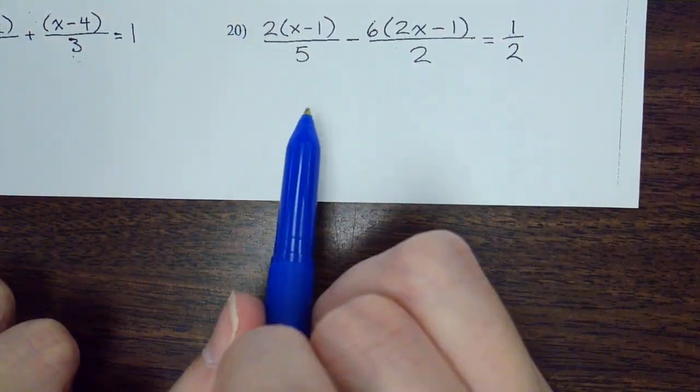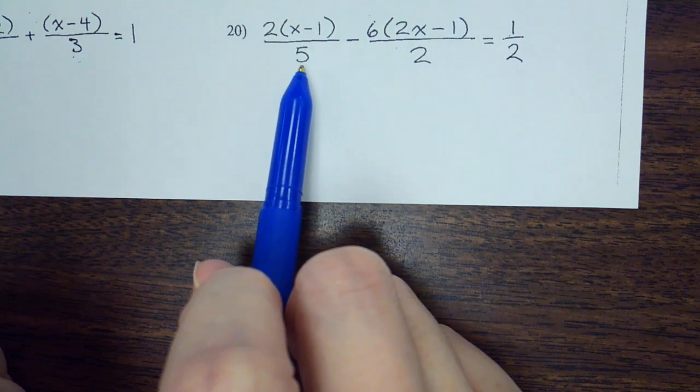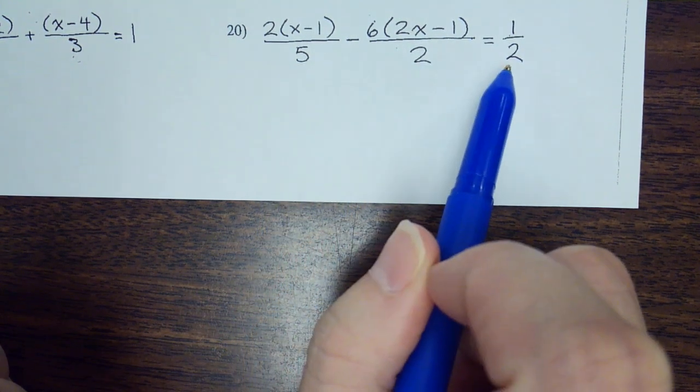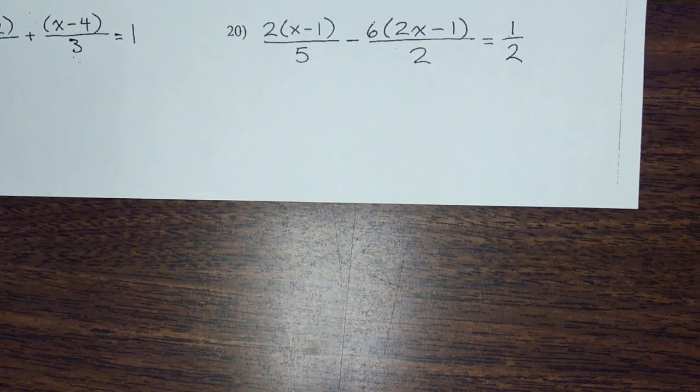Okay, so this one, let's take this up. There's a denominator of 5. There's a denominator of 2. So what's my lowest common denominator here? 10. Yeah, so I'm going to multiply everything by 10.